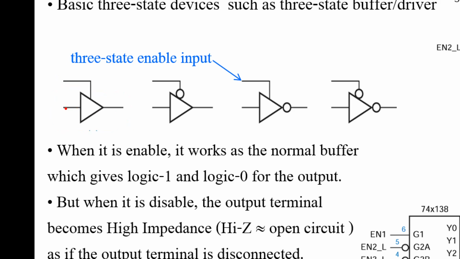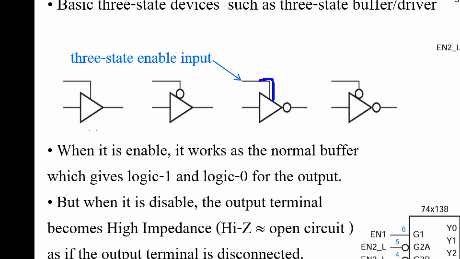But if this enable control is zero, then your output becomes high impedance, or high resistance. Namely, it acts as an open circuit at this output terminal, so we can treat it as disconnected between input and output. And this one is the same, but with the opposite logic level of enable control. If you want to use it as a normal buffer, you must apply 0 here. If you apply 1 here, your output will be disconnected.